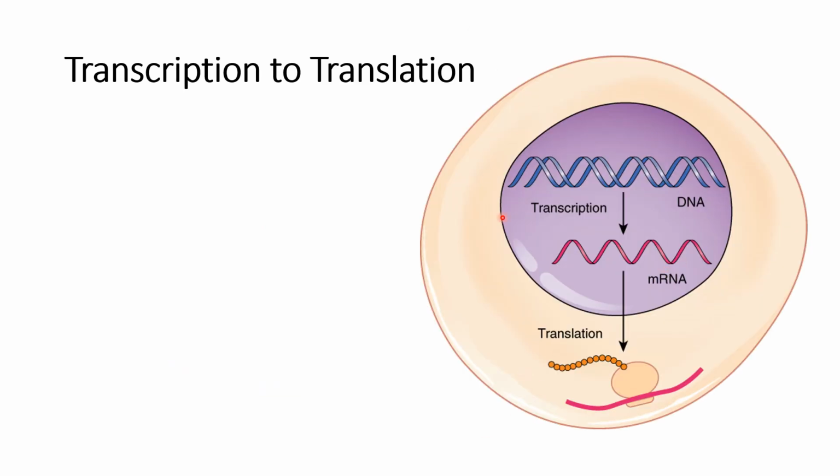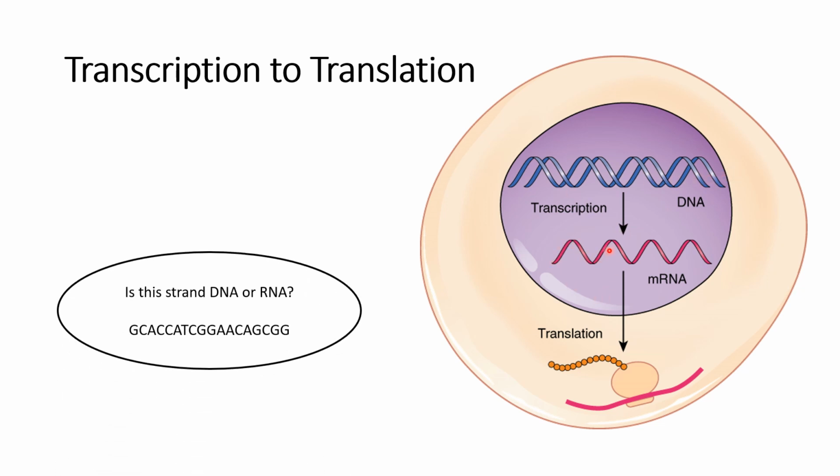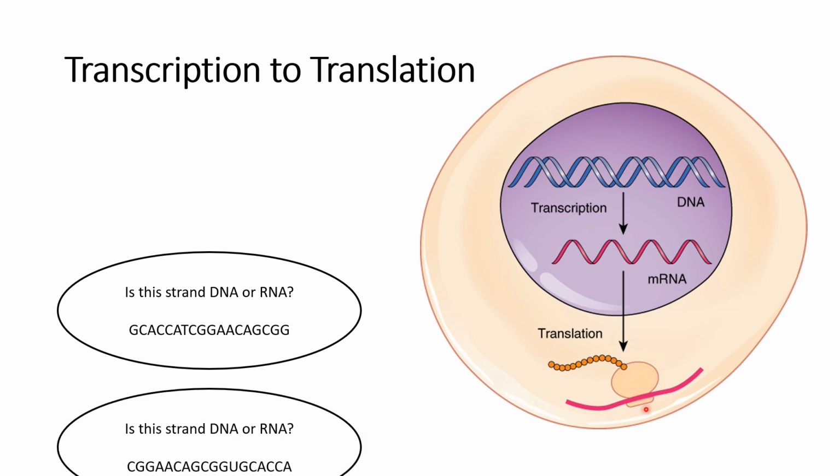So as a summary, in the nucleus, transcription occurs. That's where we create a messenger RNA out of the DNA template. RNA polymerase is the enzyme that produces the messenger RNA. In step 2, translation, the messenger RNA leaves the nucleus and finds a ribosome. Ribosomes are made up of ribosomal RNA, or rRNA.